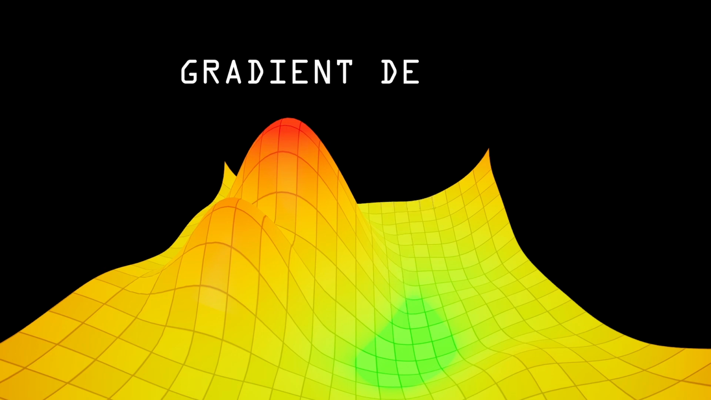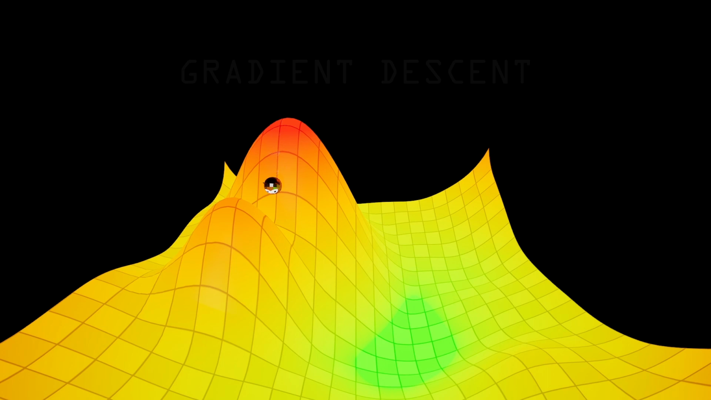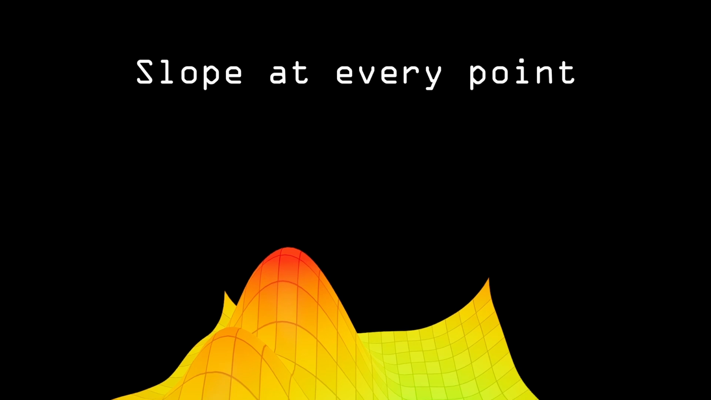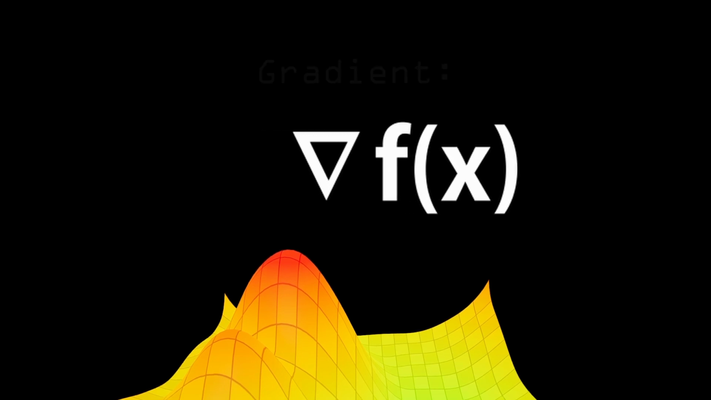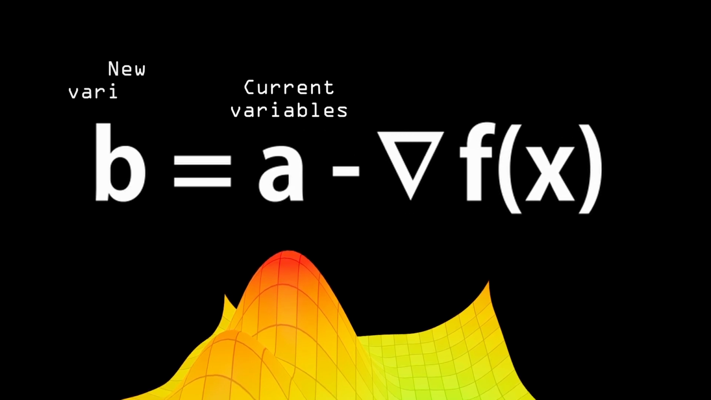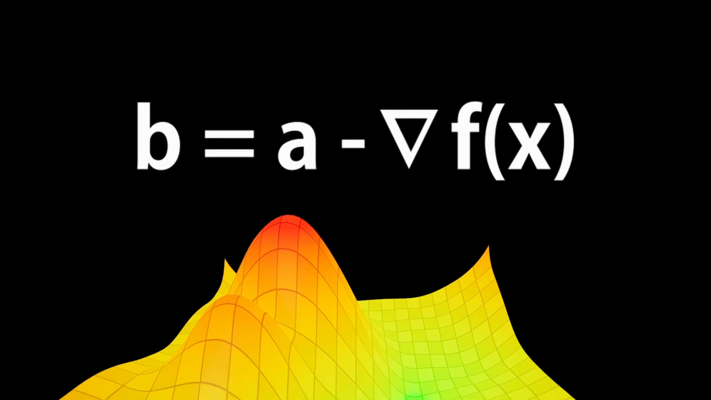We can find it by using gradient descent, which is like descending a hill by walking down the direction with the steepest descent. To descend the loss function, we need to know the slope at every point. Thankfully, a function exists that tells us just that, and it's called the gradient. To take a step down the function, we subtract it from our current variables to get new variables that will result in a lower score.